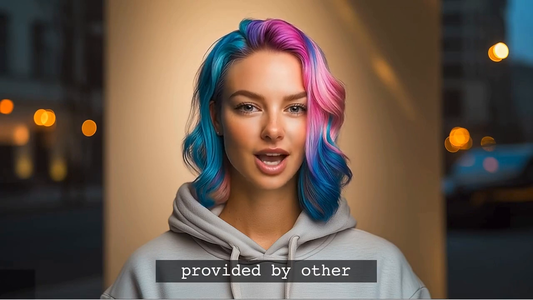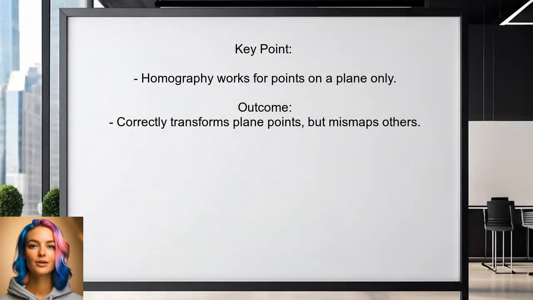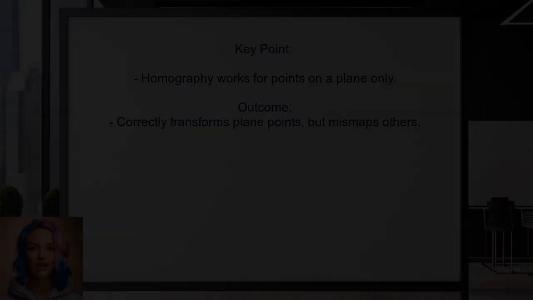Now let's look at the answers provided by other users. This user points out that if there is a non-zero translation and the image contains more than just a plane, the images cannot be related by a homography. They explain that some points visible in one image may be occluded in the other. They also mention that if the image includes a plane and you estimate a homography using only points on that plane, the homography will accurately transform points on the plane, but will misrepresent other points.